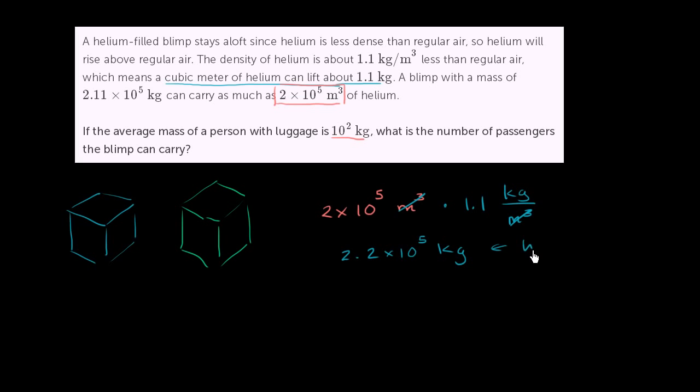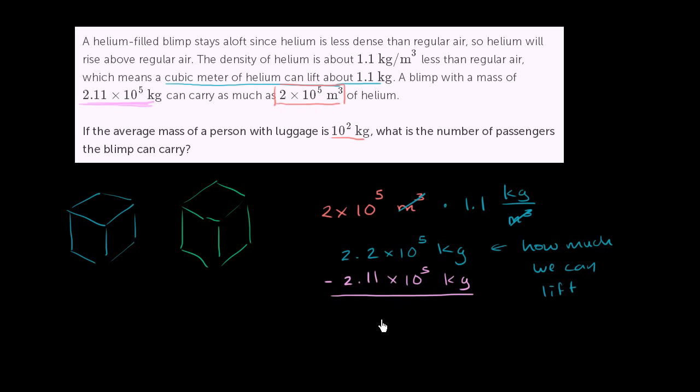So this is how much we can lift. Once again, and this is probably the most important step, this is our mass of helium in terms of cubic meters, and this is how many kilograms we can lift per cubic meter. So you multiply those two, we get in kilograms how much mass we can lift. So now let's subtract out the things that we need to lift. We need to subtract out the mass of the actual blimp, the actual structure that is holding the helium. So let's subtract 2.11 times 10 to the 5th kilograms.